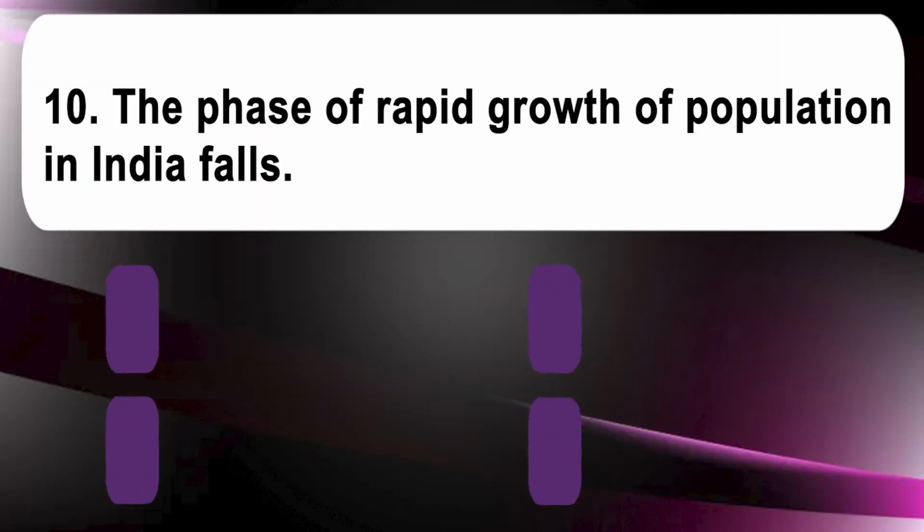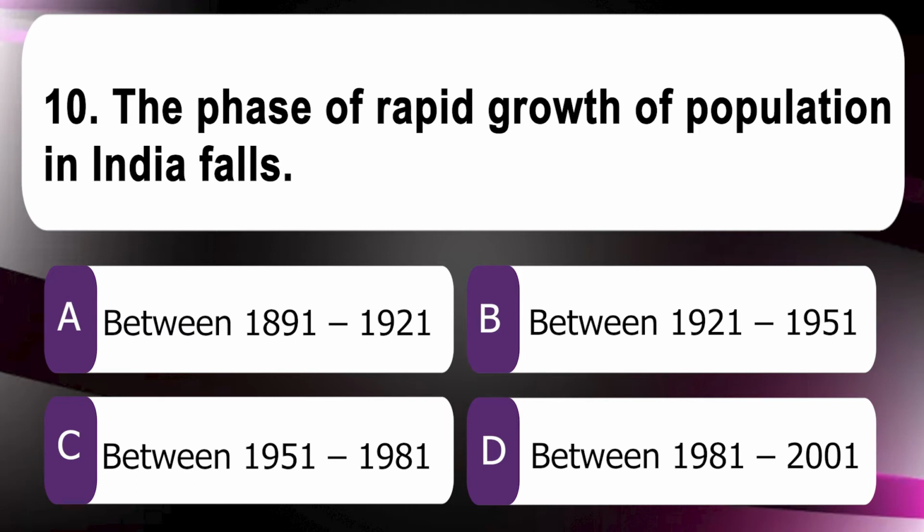1 only. Tenth question. The phase of rapid growth of population in India falls A. Between 1891 to 1921, B. Between 1921 to 1951, C. Between 1951 to 1981, D. Between 1981 to 2001. The correct answer is C. Between 1951 to 1981.